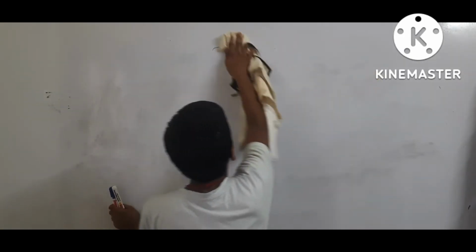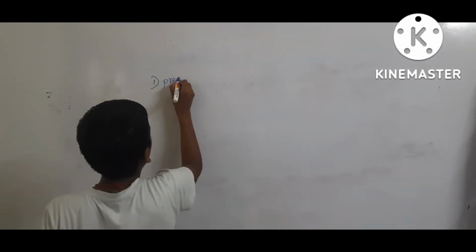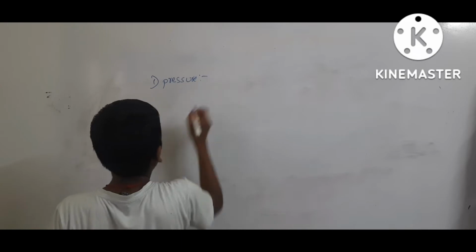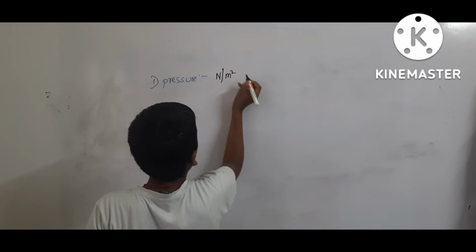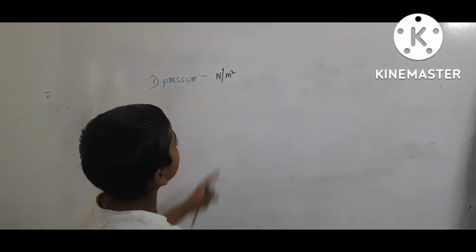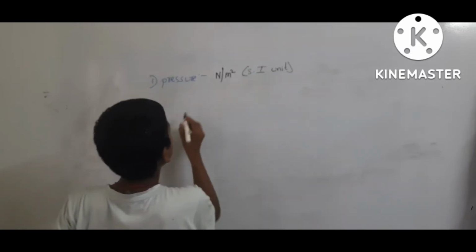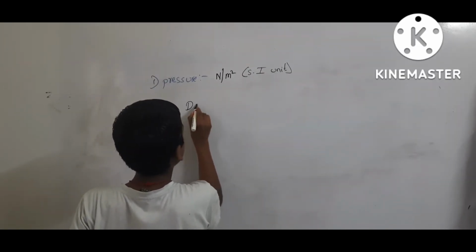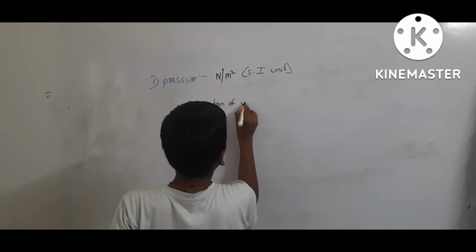Next we see the units. The units are derived, and now we will see the derivation. First, pressure: N per meter square. How is this N per meter square? This is the SI unit. Here we will see the derivation of the unit.